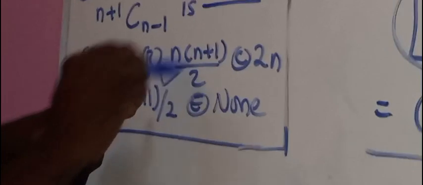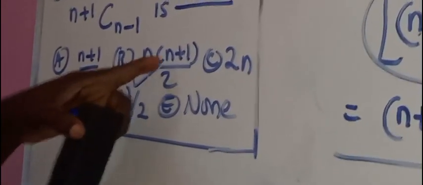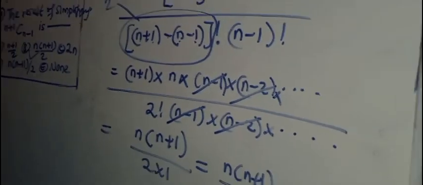But for this, see the way they write it here. Option B is the correct answer. Please bring it here. n into n plus 1 over 2. They can open the bracket to this or this.